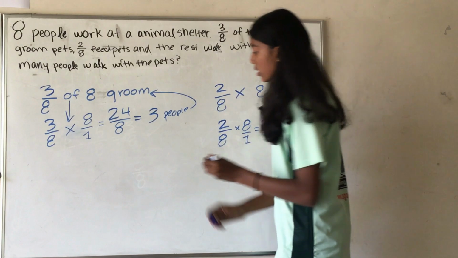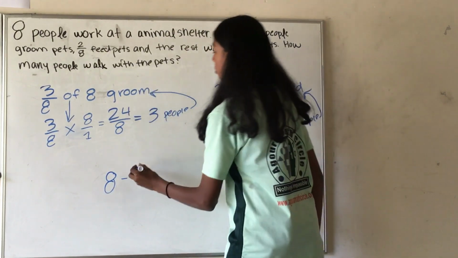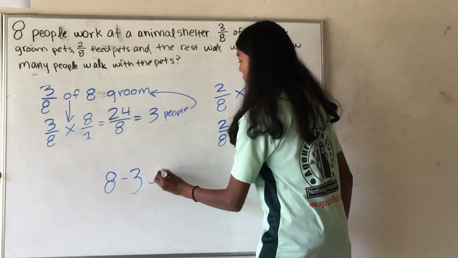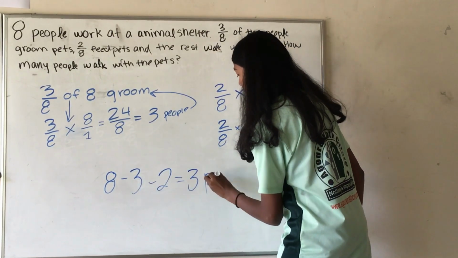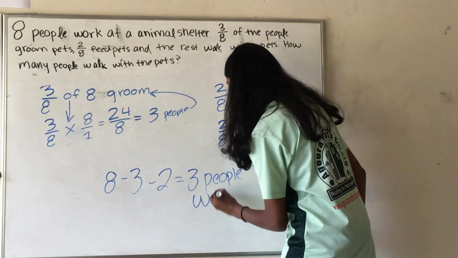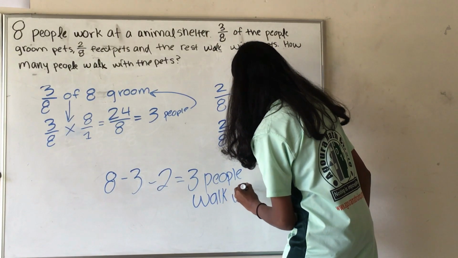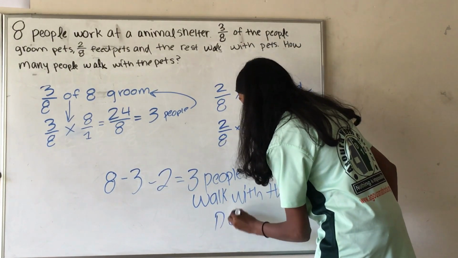And since we have 8 to begin with, and we have 3 people grooming, and 2 people feeding, we do 8 minus 3 minus 2 to get that 3 people walk with the pets.